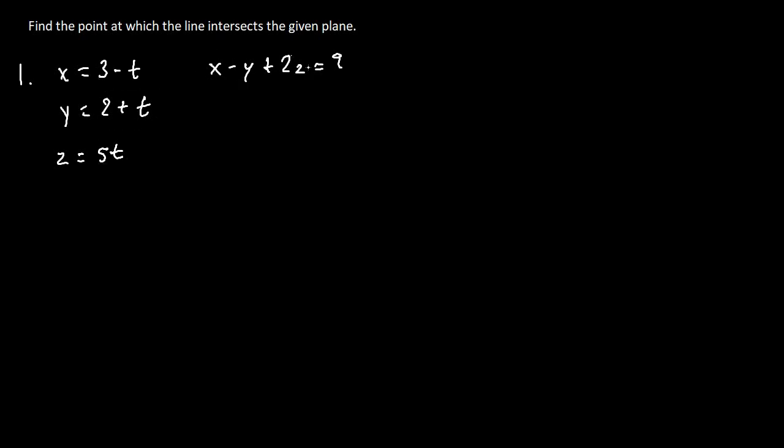So let's start by plugging in the parametric equations into the given plane. So for x, we have 3 minus t, and then minus y. Now y is going to equal 2 plus t, and then plus 2 times z, which is equal to 5t. And that will equal 9.